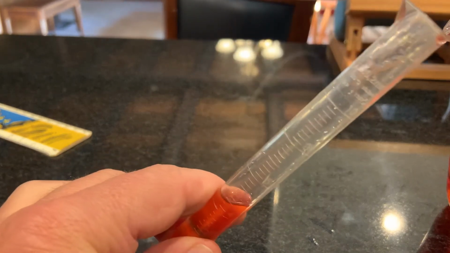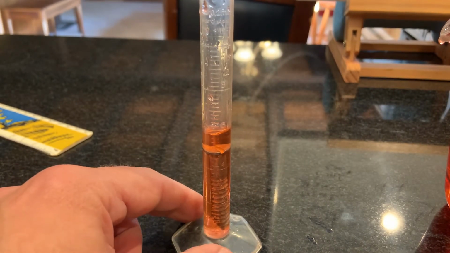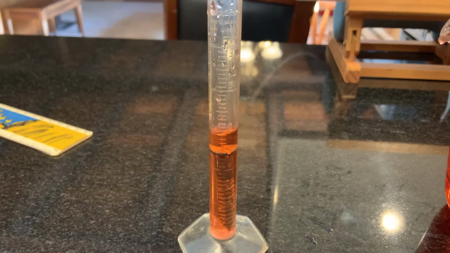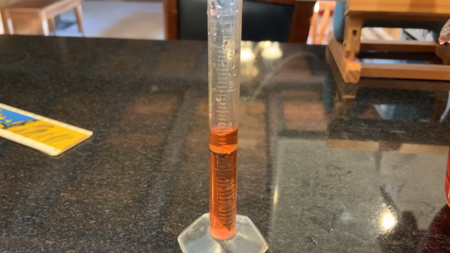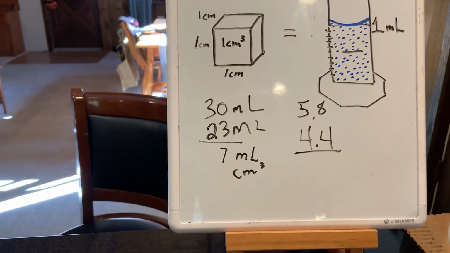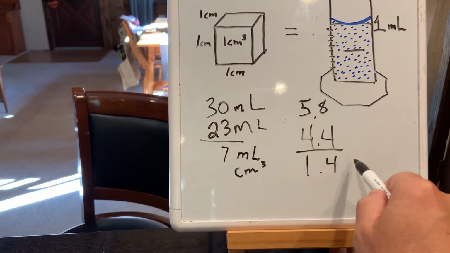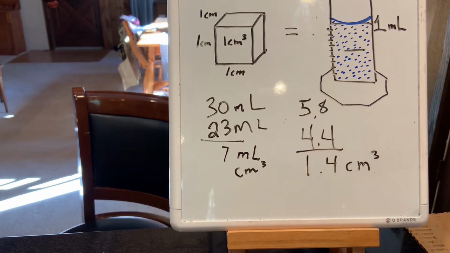Now, go ahead and put my object in. And now I am up to 5.8. Okay, I'm going to write it down on my sketch, 5.8. So now all I have to do is make my calculation. So the volume of that screw was 1.4 centimeters cubed, or 1.4 milliliters.